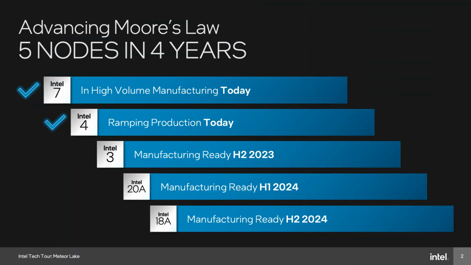5 nodes in 4 years. So Intel 4 is step number 2, and we're in production today. Step number 3 is Intel 3, and Intel 3 will build upon Intel 4. It'll offer denser libraries for scaling. It'll provide additional performance opportunities. Intel 3 is a node that we will use for a very long time for both internal and Intel Foundry products. So it's pretty exciting. Yeah, step 2 done, 3 to go.